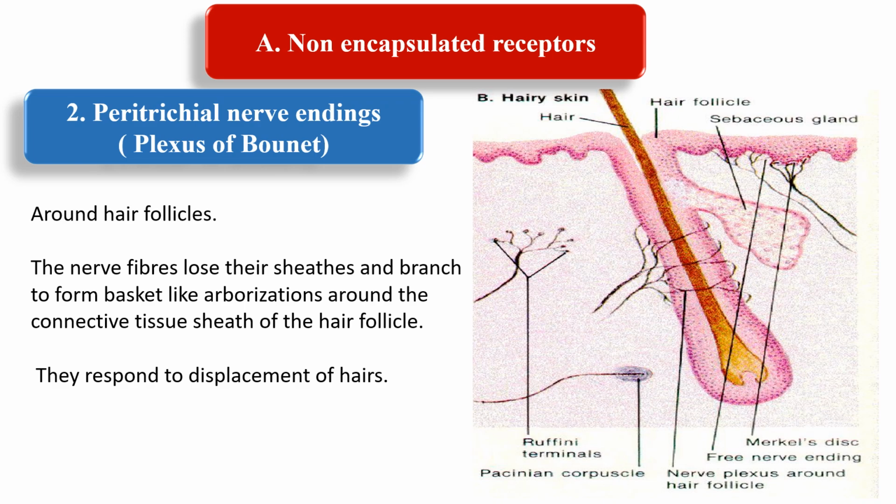On the right side, we can see the hair surrounded by a connective tissue sheath, which is called the hair follicle. The nerve loses its myelin sheath, then turns around the connective tissue sheath to supply this connective tissue cover. What about the function of peritracheal nerve ending? The main function of plexus of Bonnet is to respond to displacement of hairs.